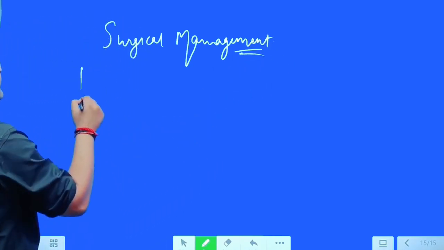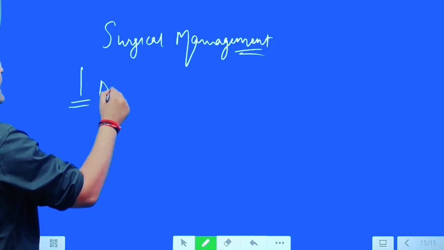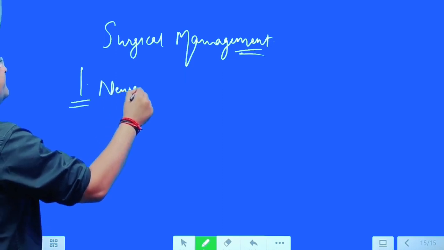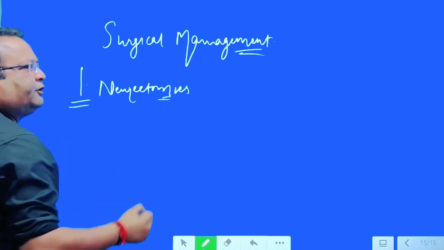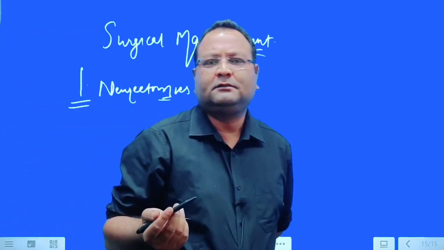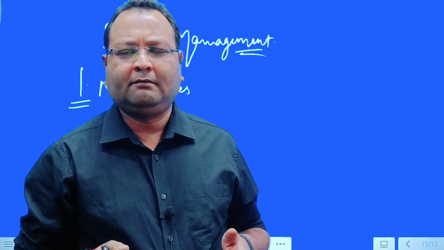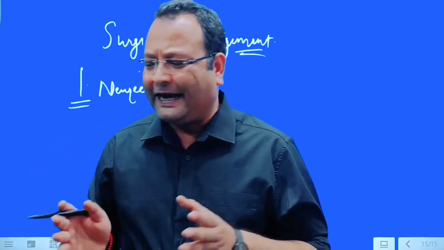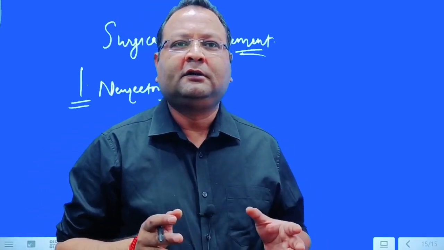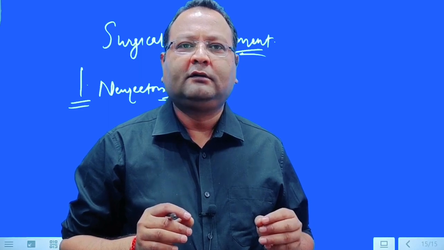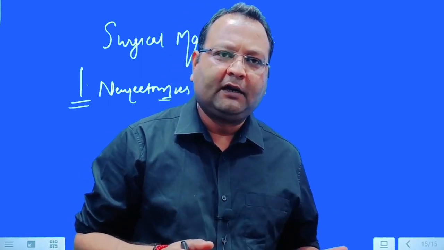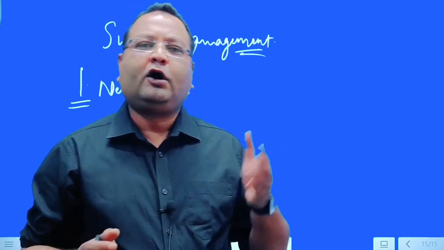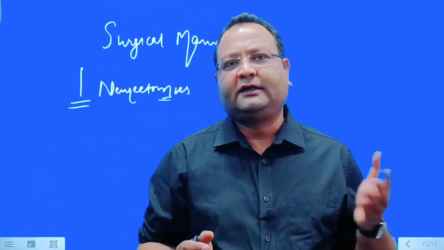In surgical management, we can go for neurectomies. Neurectomy is nothing but cutting of the peripheral nerve. But before that, we have to diagnose which nerve is involved, which branch of the trigeminal nerve is involved. Either it is the mental nerve, or the inferior alveolar, or the infraorbital, or the ophthalmic.